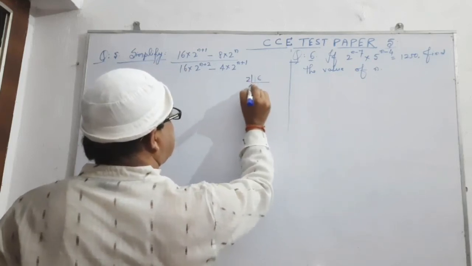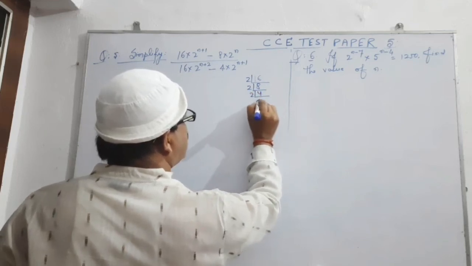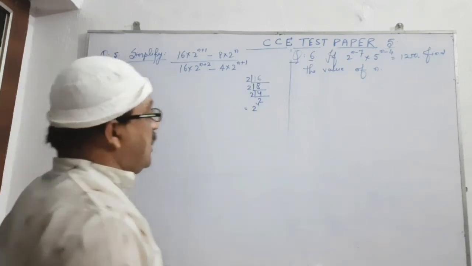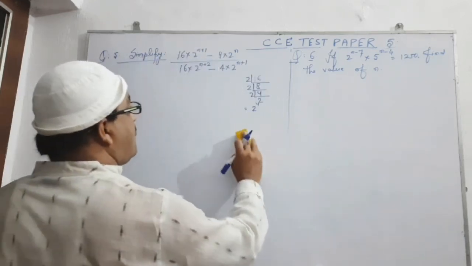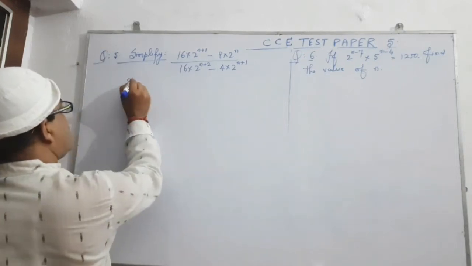When you factorize it, 2 8s are 16, 2 4s are 8 and 2 2s are 4. It means 2 to the power 4. Always remember 2 to the power 4. Solutions.